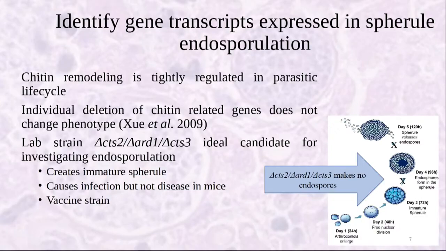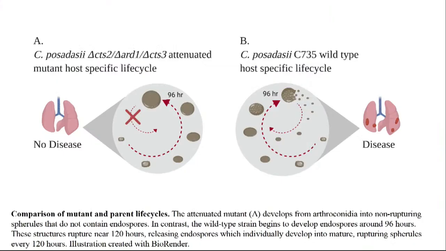So it creates an immature spherule. It causes infection, but does not cause disease in mice. And it was developed as a potential vaccine strain. Next slide, please.